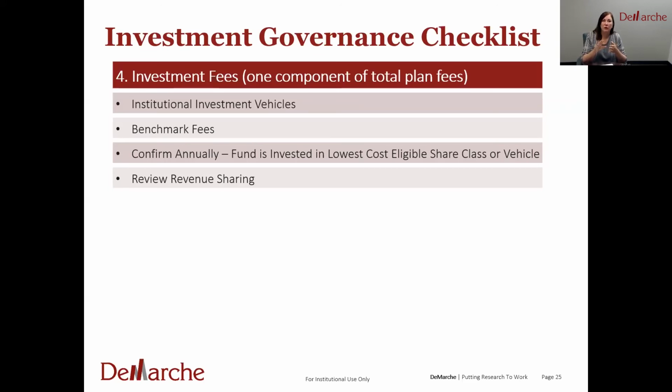And then, annually, I'm jumping around here a little bit, but annually, make sure you confirm that you are invested in the lowest cost eligible share class or vehicle, because investment managers come out with new share classes all the time. They come out with new CITs all the time. And one caveat: it used to be several years ago that CITs had really no rev share. Today, we are seeing CITs with more and more rev share. So you have to be careful about that and don't assume that CITs don't have revenue share.